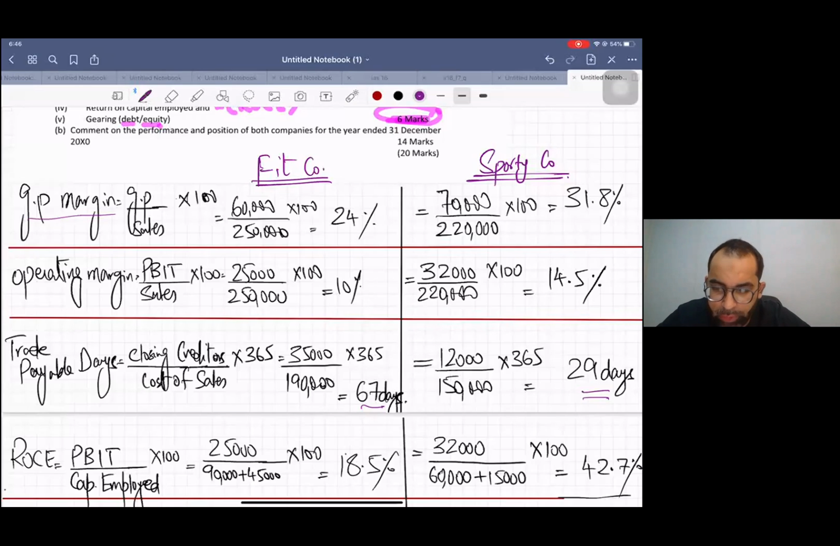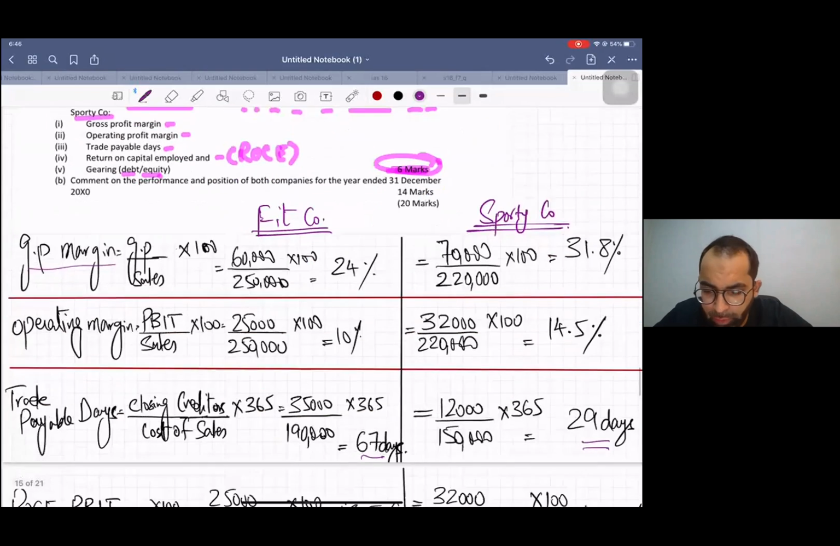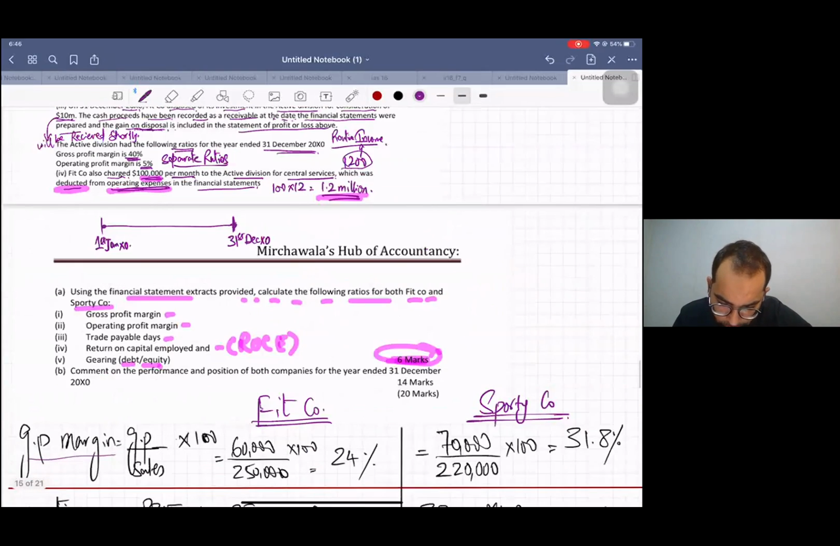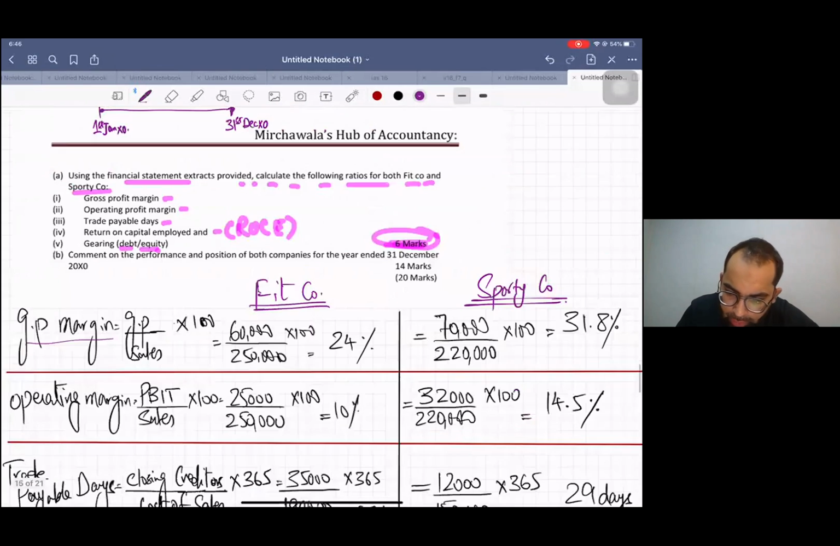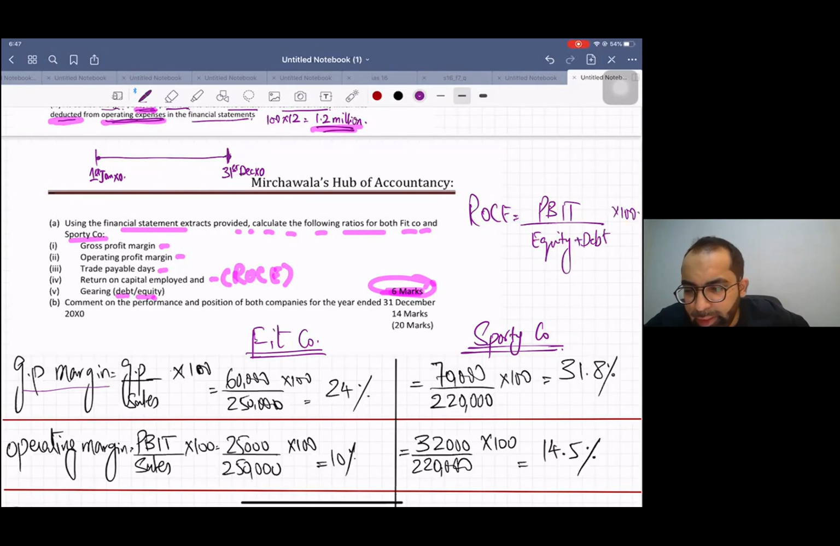Now, three ratios done, very easy. Now the fourth is return on capital employed. Wait, let me write the formula first. The formula of ROCE is PBIT divided by capital employed into 100. And how do we calculate capital employed? Capital employed is shareholder equity plus long-term loan notes.